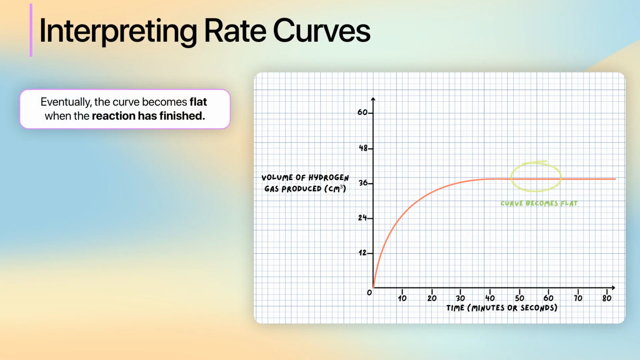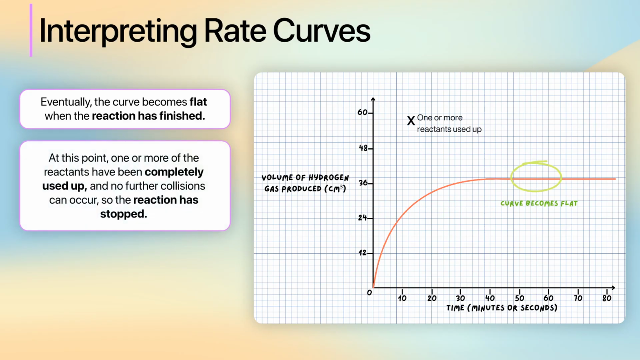Eventually, the curve becomes flat when the reaction has finished. At this point, one or more of the reactants have been completely used up, and no further collisions can occur, meaning that no more product is being formed and the reaction has stopped. By observing the shape of the curve, you can gather insights into the kinetics of the reaction.